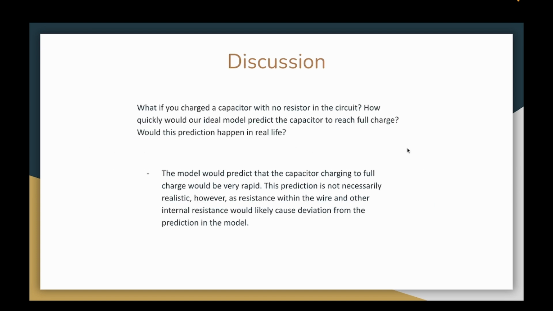So, what if you charged a capacitor with no resistor in the circuit? How quickly would our ideal model predict the capacitor to reach full charge, and would this prediction happen in real life? The model would predict that the capacitor charging to full charge would be very rapid. This prediction is not necessarily realistic, however, as resistance within the wire and other internal resistance would likely cause deviation from the prediction in the model.